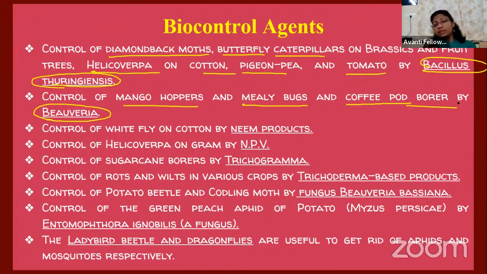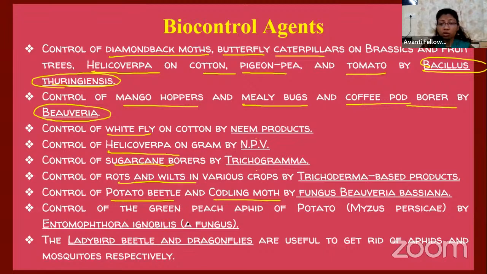Okay. So, as I said, each and every biological agent has an effect on a specific organism. These are some examples. For the whitefly on cotton, we are using neem products. The Helicoverpa on gram is controlled by the NPV. The sugarcane borer by the Trichogramma. The root rots and wilt on various crops by Trichoderma-based products, whereas the fungus Beauveria bassiana is used against the potato beetle and the codling moth.